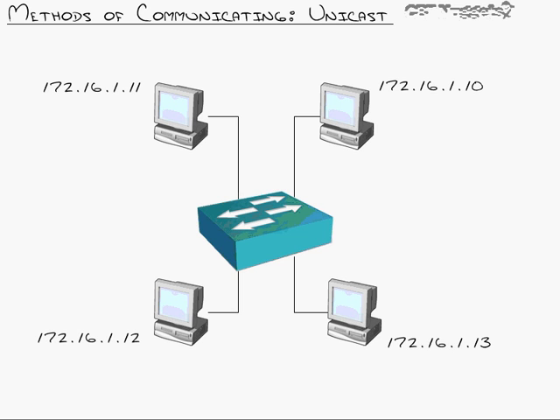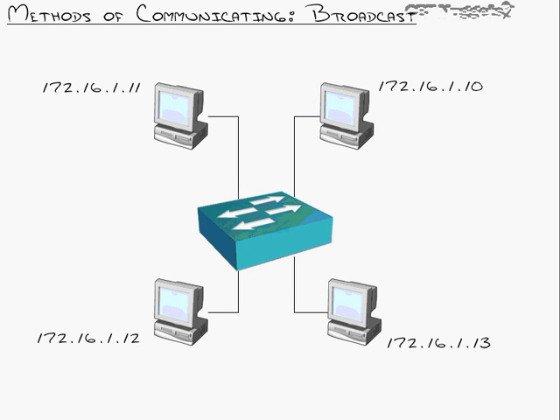The first kind is considered a unicast message. This is when one computer wants to send to another, thus the term uni, one-to-one communication. So if this computer over on the left, 172.16.1.11, wants to send to just this guy, with the switch, you can have a message come in, not bother anybody else, and come right up to this PC. That is considered unicast communication.